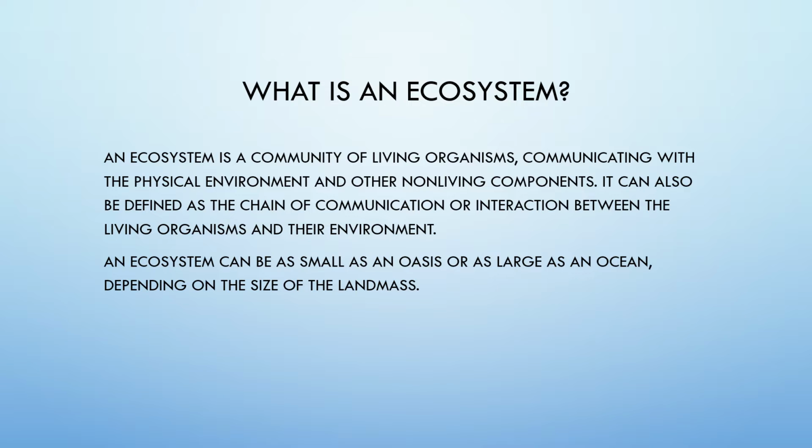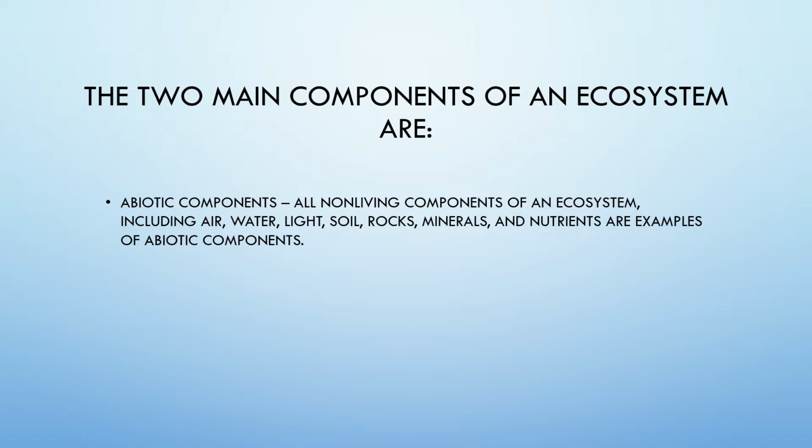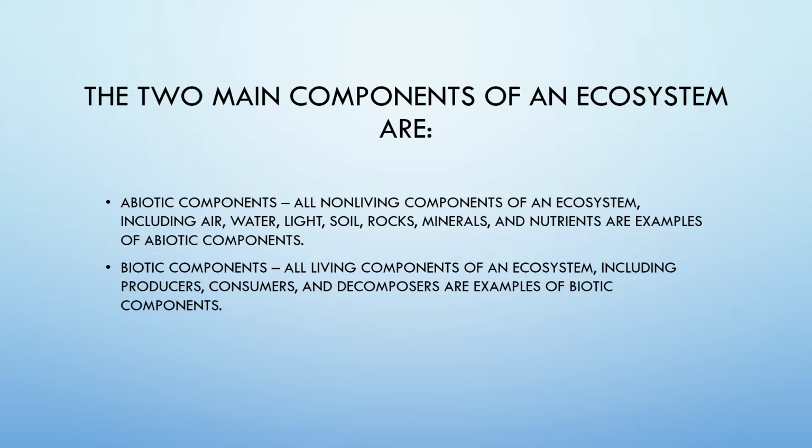It can also be defined as the chain of communication or interaction between the living organisms and their environment. An ecosystem can be as small as an oasis or as large as an ocean, depending on the size of the landmass. The two main components of an ecosystem are abiotic components and biotic components.